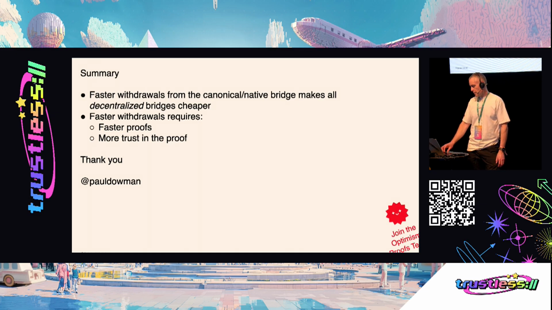Okay, we're just about at time. That is all that I had. Just to summarize, we want faster withdrawals because it makes all of the decentralized bridges cheaper and better options for users. It's not because they necessarily need to use the canonical bridge. To do that, we need 2 things. We need faster proofs. That's the easy part. And then we need more trust in the proof itself. That's the part that is a little more tricky and that multi-proofs achieves.